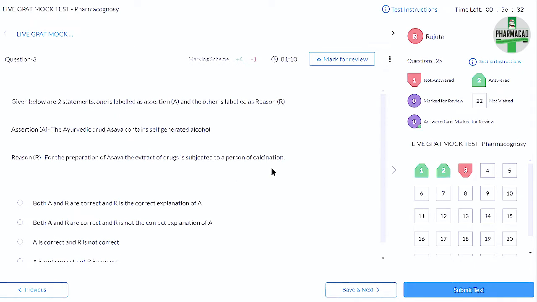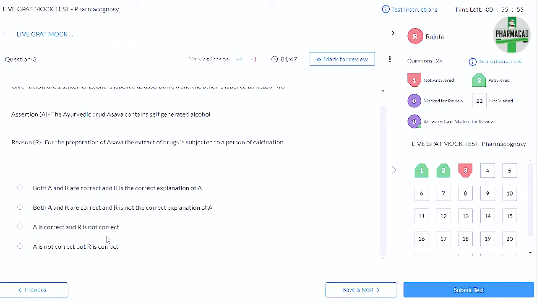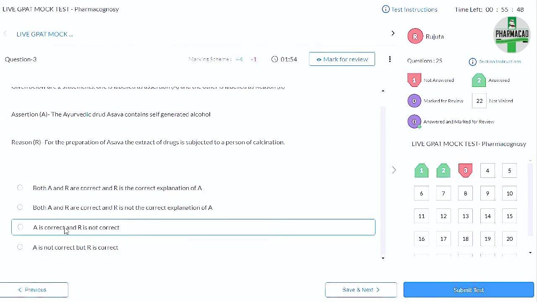Now I'm assuming you don't know what Asava is. In that scenario also, the reason R is incorrect, because there is no drug that can be prepared by subjecting to a process of calcination. There are bhasmas that are produced, but they undergo a process of plant calcination or metal calcination. This is not that. So from here, R is incorrect, that you will come to know. There is only one option where R is not correct, so directly this is your answer. You don't need to look at the other options.